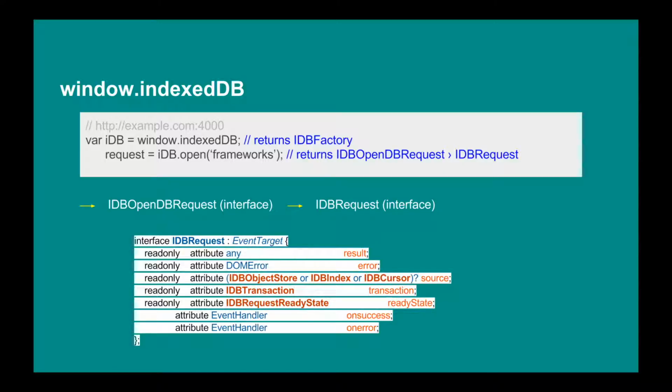Then the IDB request depends on what we are trying to do. In this case, we are trying to open a DB, so the IDB request would have an IDB database object in it. All the IDB requests would have a result attribute in it. You can see it over here. If the operation is a success, then the result would have data in it. The data would depend on what we were trying to do. In this case, we are trying to open a DB, so the result object is going to be an IDB database.